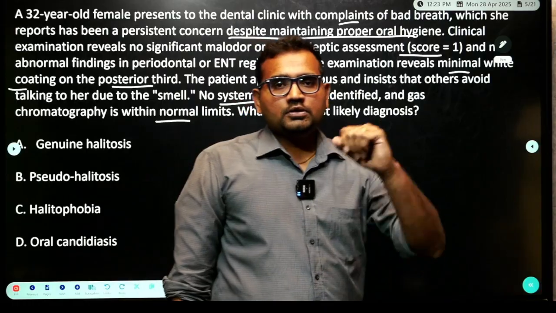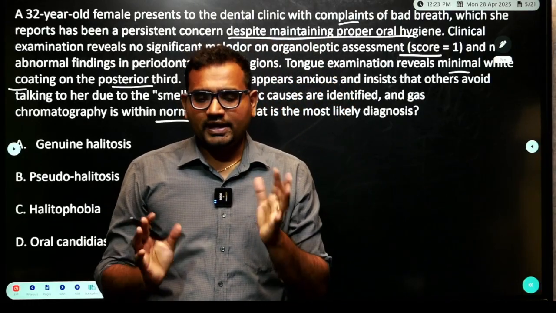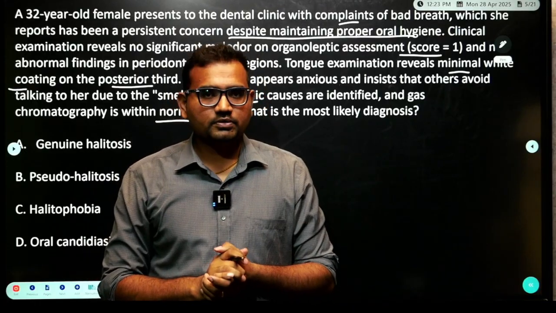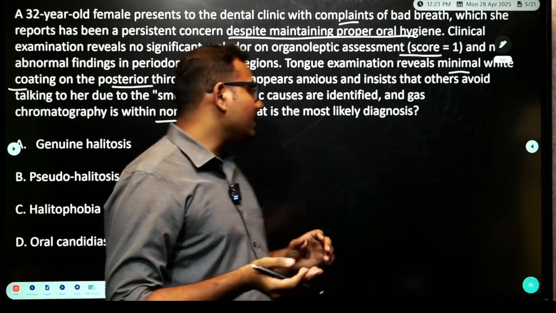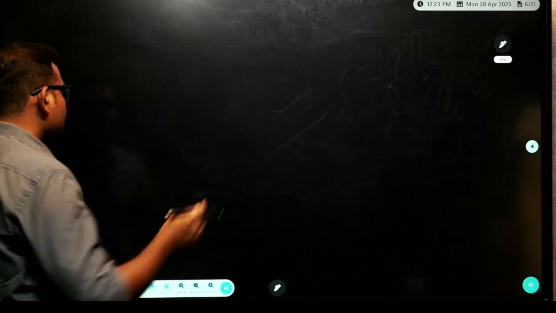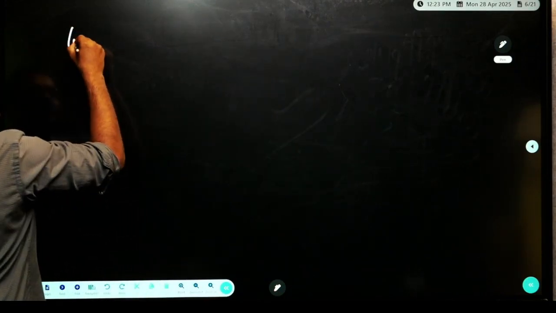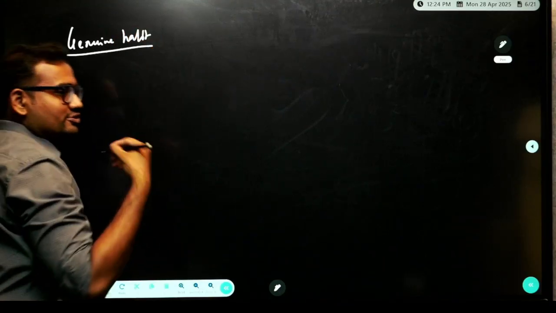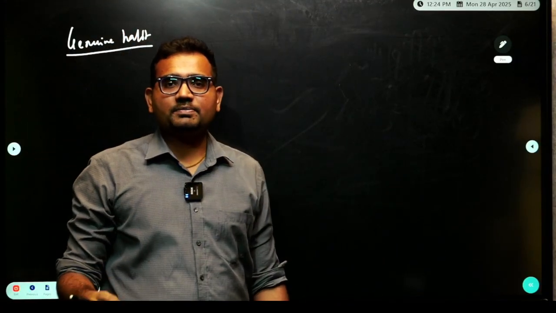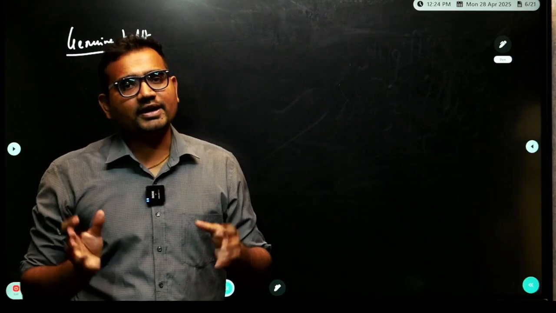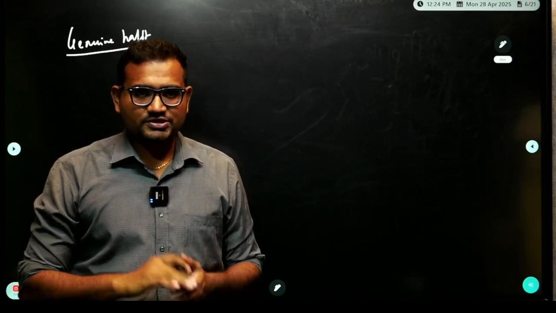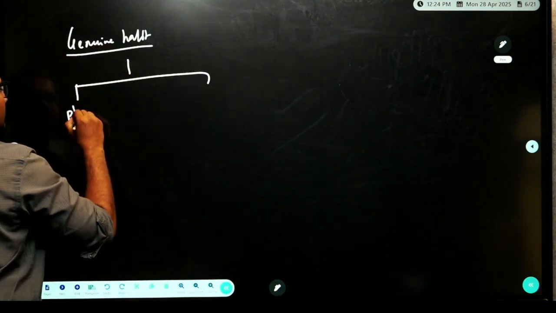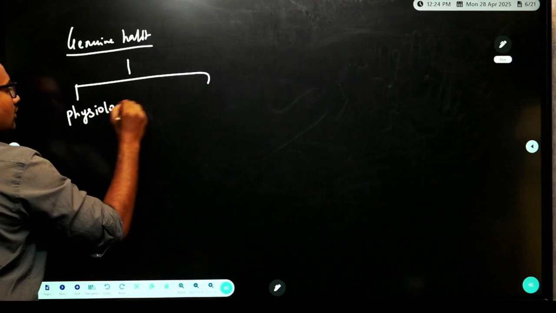So what is halitosis? Halitosis is when the clinician noticeably appreciates the malodor. There is something called genuine halitosis. What do you mean by genuine halitosis? This is the form of true halitosis, where the patient has certain factors responsible for halitosis. In genuine halitosis, the cause can be physiological or pathological.